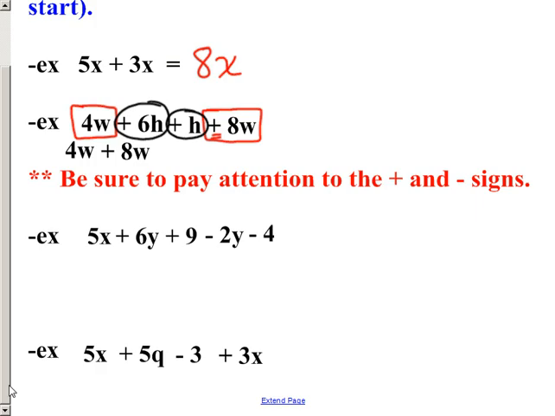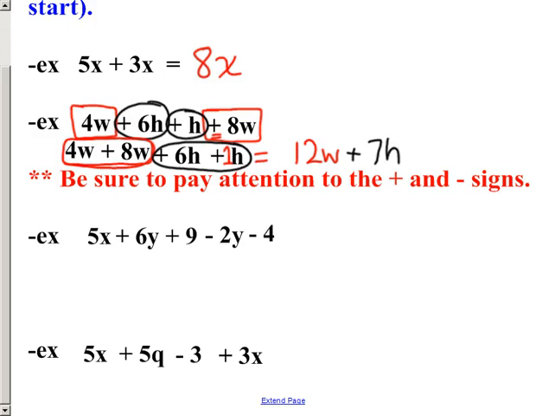So I can bring those down here to join the party. And you might be saying, well, plus h. Well, that's really 1h. Now when I simplify this, the 4w plus the 8w gives me 12w. And then the plus 6h plus 1h gives me plus 7h. So this one simplifies to 12w plus 7h. And if you don't believe me, go back and choose some values for w and h and solve it with the expression on your left and the expression on your right, and you're going to see that you get the same value either way.